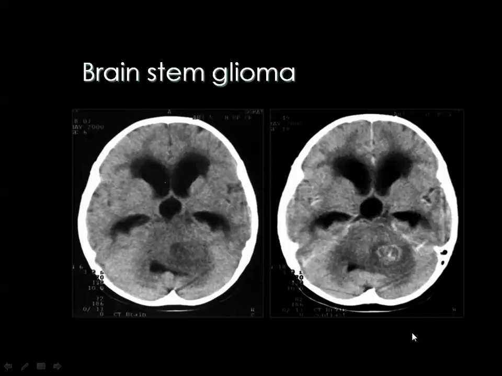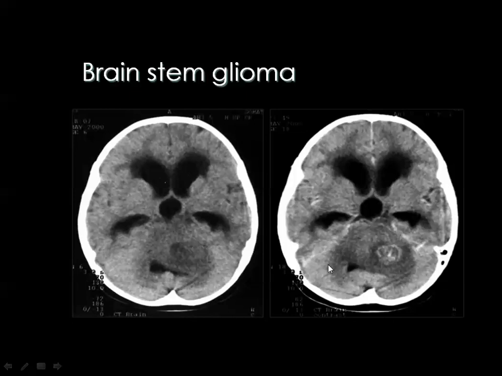Then neoplastic causes of aqueductal stenosis include one of the well-known pediatric tumors, which is the brainstem glioma. And here you see that the pons is infiltrated by a big hypodense mass with some areas of enhancement. I will discuss in full details imaging of the pediatric brain tumors in two separate lectures, inshallah.